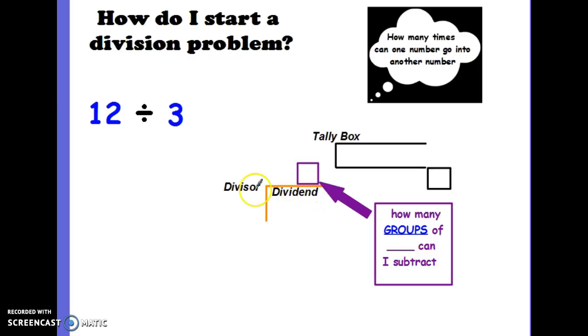In other words, this time we're skip counting by 3 because that is our divisor, the number going into another number, and our dividend, where we end, is 12. So we will skip count by 3 because that's how many times the number 3 can go into 12. That's what the quotient is going to be. And then we said 3, 6, 9, 12.